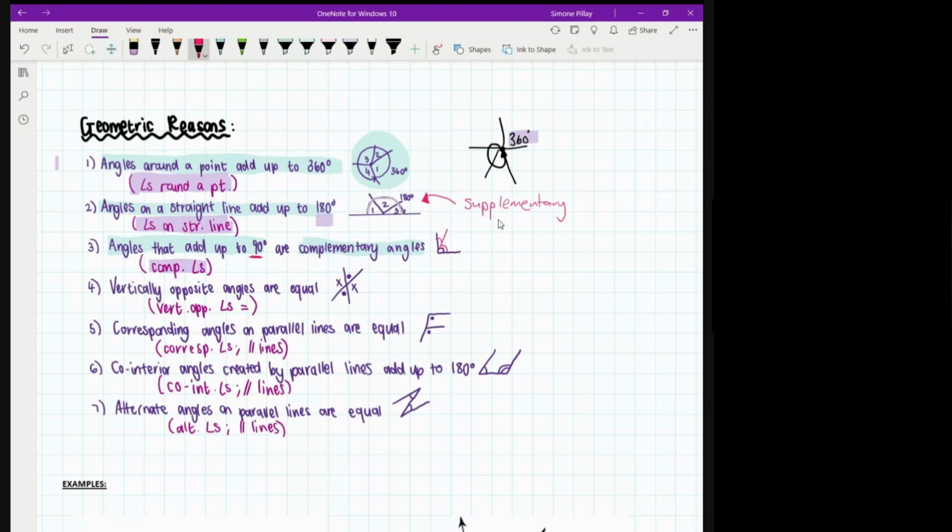Yes, so we call them supplementary angles. Then we learned about vertically opposite angles. That was this one over there.